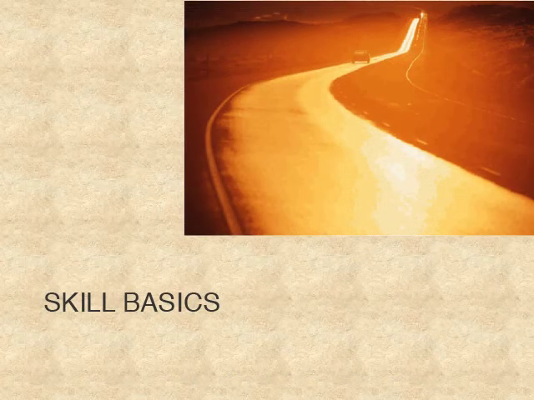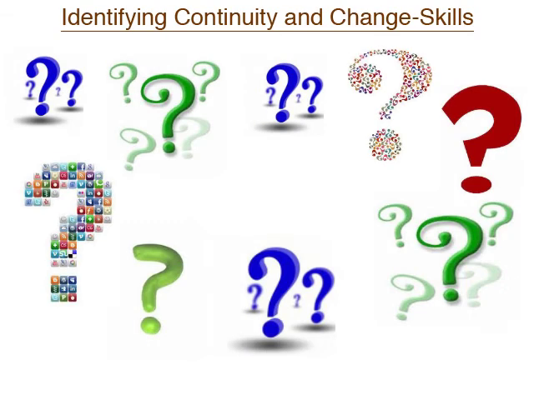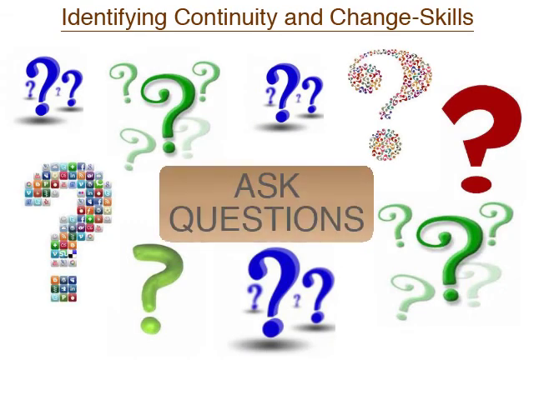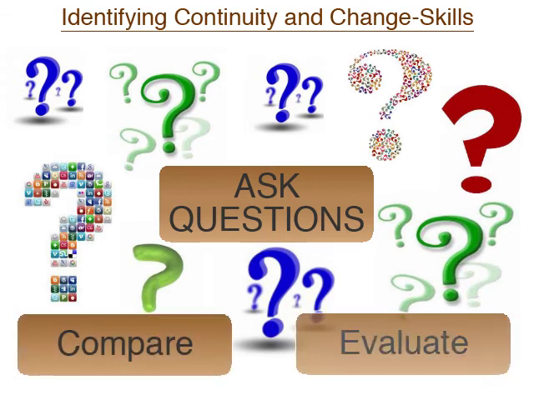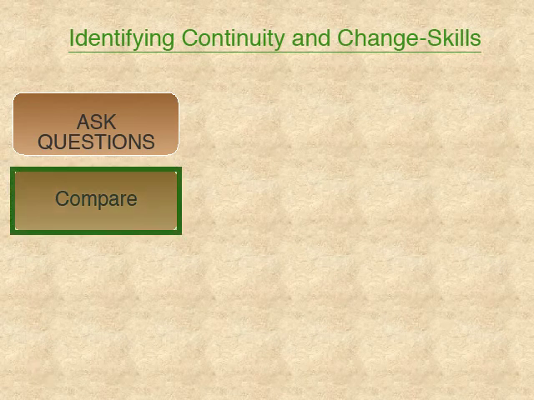This section defines the skill basics. All historical thinking skills involve asking questions. Identifying continuity and change requires asking questions that will help you compare and evaluate. When identifying continuity and change, ask questions that compare. Comparison is necessary to determine continuity and change.